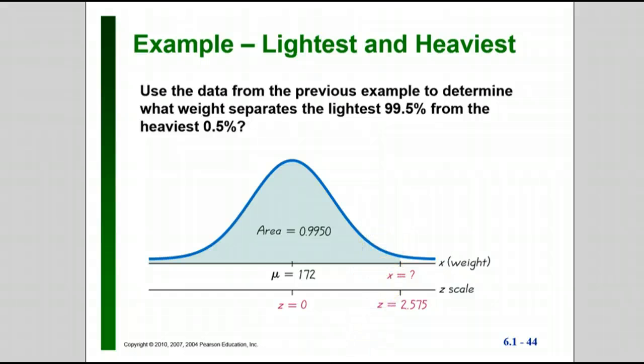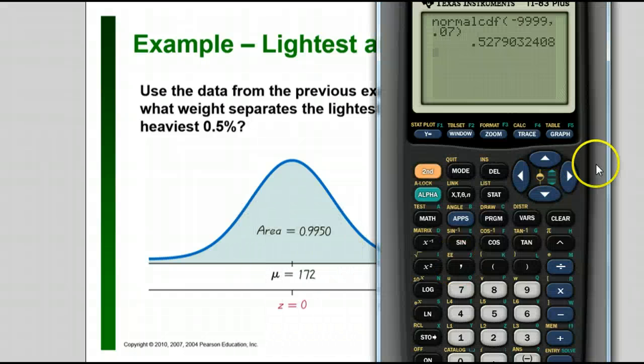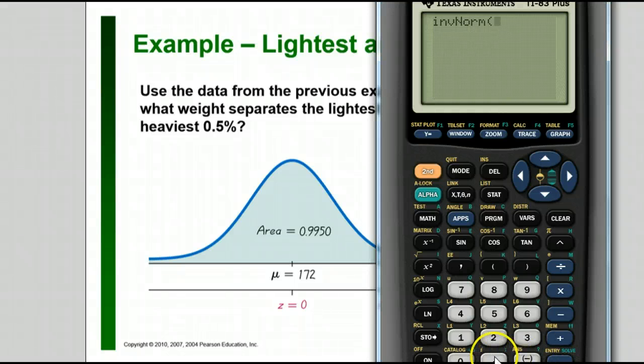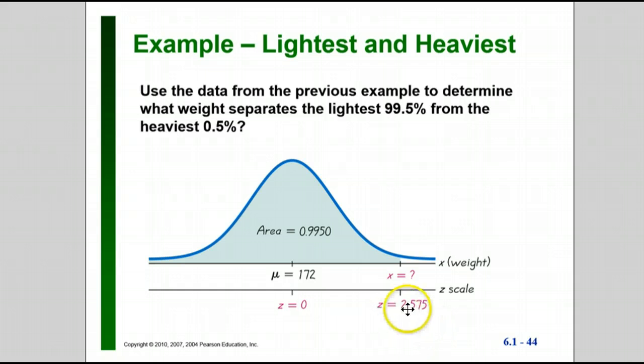Alright, so if you recall, inverse norm is what takes in an area to the left and returns the z-score that has that area to the left. So 0.995 gives me this number, 2.575. That's what they're putting down here. And that's the z-score.